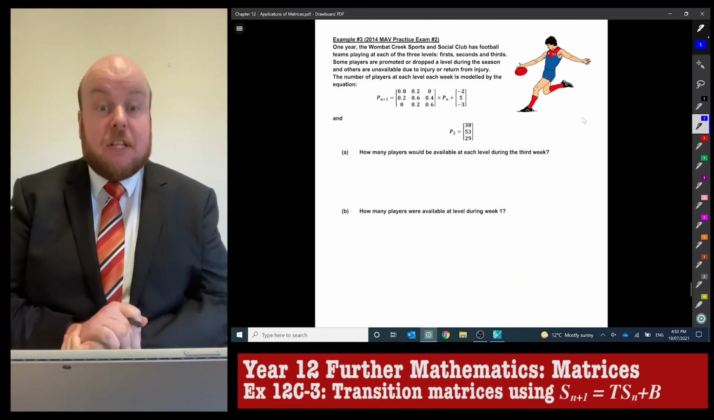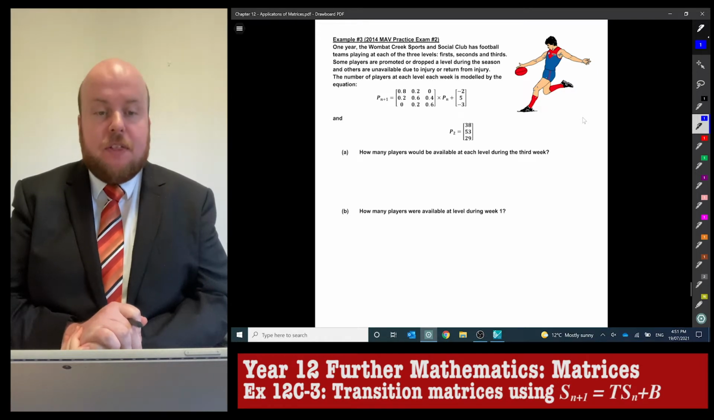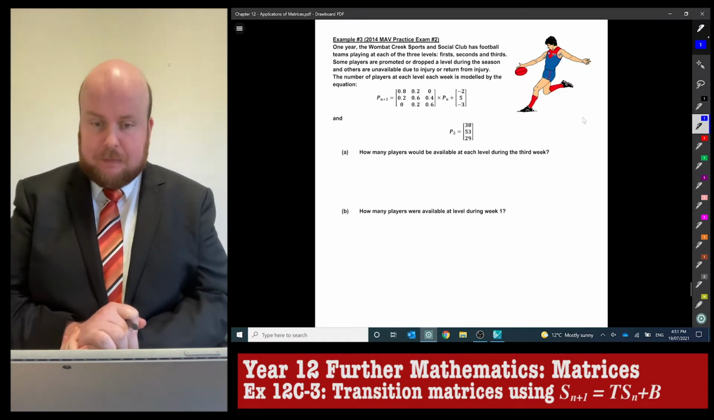Example 3 from the 2014 MAV Practice Exam number 2. One year, the Wombat Creek Sports and Social Club has football teams playing at each of the 3 levels: firsts, seconds and thirds. Some players are promoted or dropped a level during the season and others are unavailable due to injury or return from injury. The number of players at each level each week is modelled by that particular matrix equation.